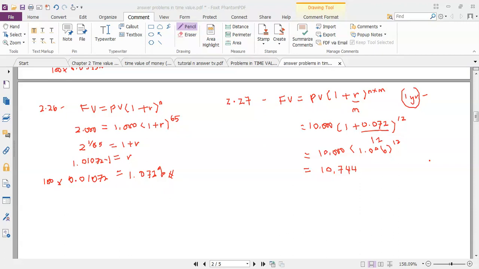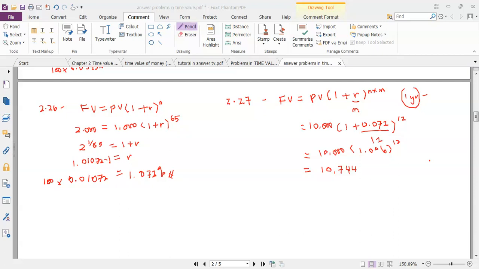Okay, let me show you. 1.006, yes, okay, 1.0 with many zeros, 06. The power of 12.